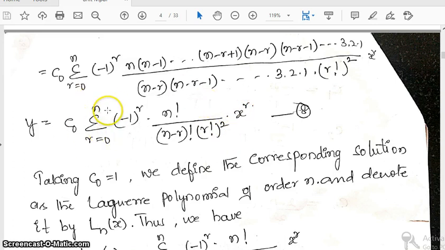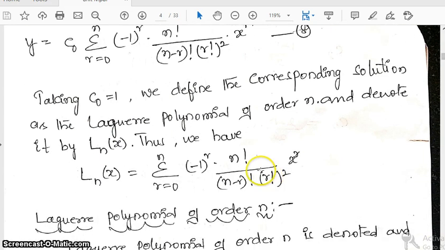R is from 0 to n. Then this is called the Laguerre polynomial of order n, and it is denoted by L_n(x). Thus L_n(x) is summation R equal to 0 to n, (-1)^R into n factorial by (n-R) factorial into (R factorial) whole square into x to the power of R.